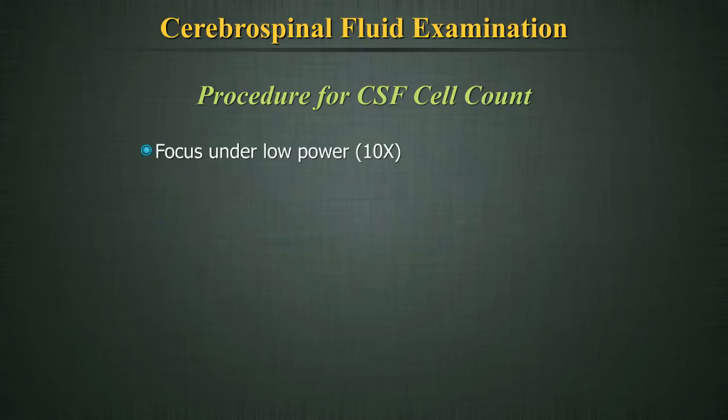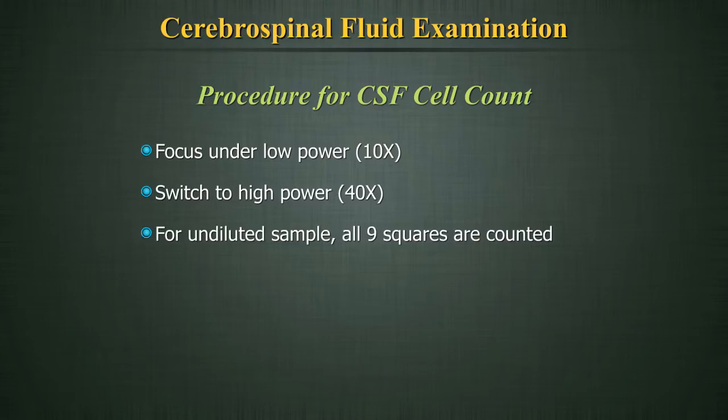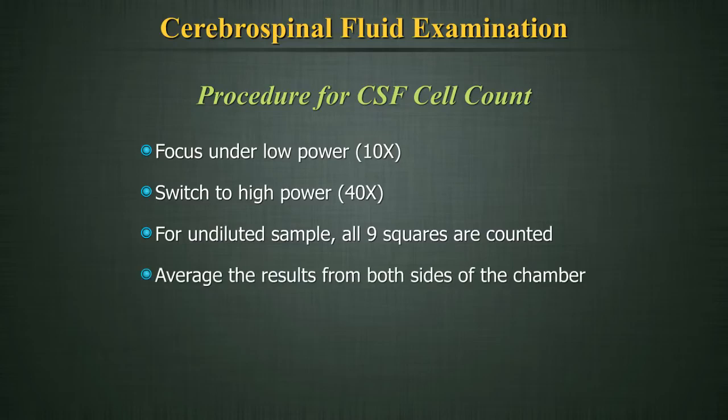Focus under low power and adjust condenser and diaphragm for maximum visualization. Switch to high power or 40x. Adjust if necessary. For an undiluted sample, usually all 9 squares are counted. Average the results from both sides of the chamber. Note: the necessity to dilute the CSF and the number of squares counted depends upon the cellularity of the specimen. Adjustments in the procedure should be made accordingly.